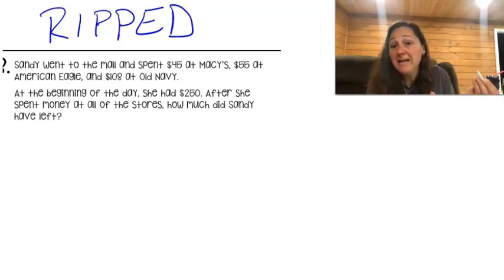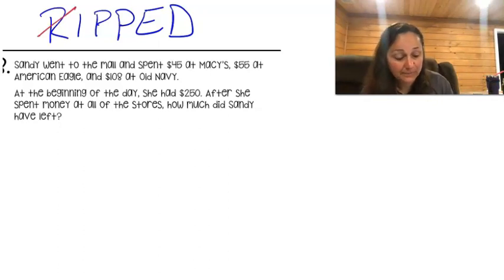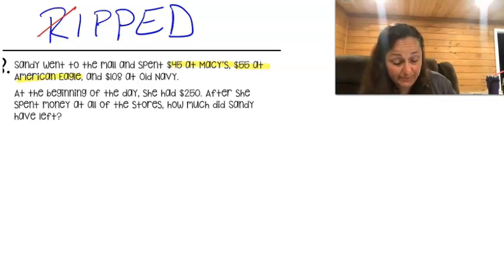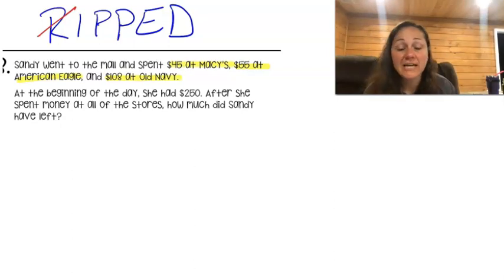So first things first, we read it, so I'm going to cross that off. I identify the important information. Let's get my highlighter ready. So Sandy went to the mall and spent $45 at Macy's. That's important. Then she spent $55 at American Eagle. Also important. And $108 at Old Navy. So that is also very important. Now it says at the beginning of the day, she had $250. That's important to know how much she had. So she had $250.